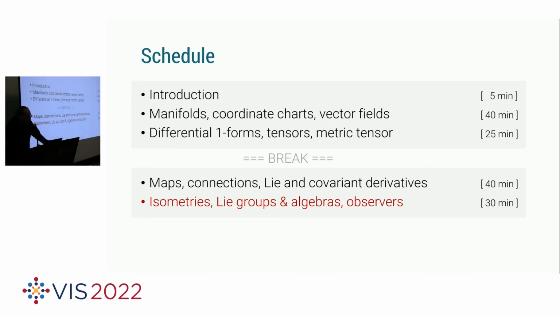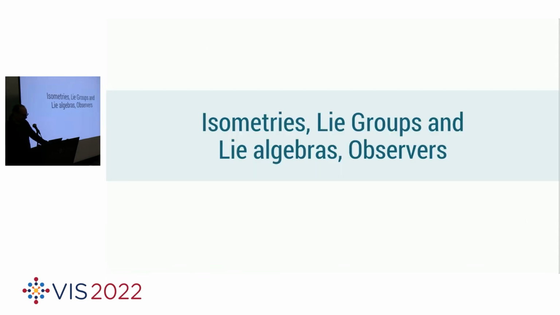So I'll continue from this smooth map part. First, I'll explain how we would now characterize isometries, and that is very much related to Lie groups and Lie algebras. And at the end, if we have time, we'll look a little bit at how we use that for observable reference frame relative computations.